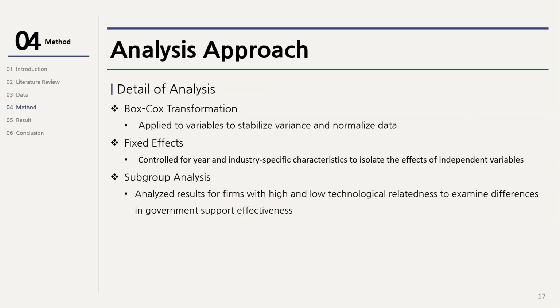Finally, let's look at the analytics methods used to refine the model. First one is Box-Cox transformation, applied to normalize data and stabilize variance for more reliable results. Second one is fixed effects, which control for year-specific and industry-specific factors to isolate the effects of technological relatedness, complexity, and government support. Last one is subgroup analysis, which separately analyzes firms with high and low technological relatedness to examine how government support interacts with these factors.